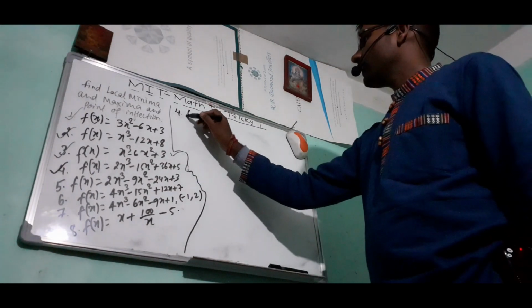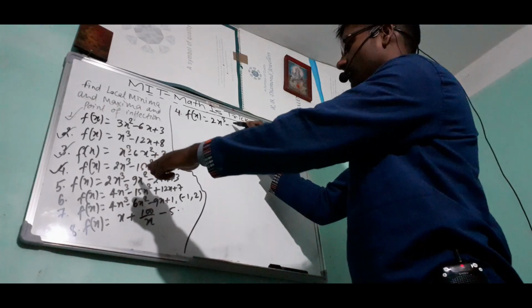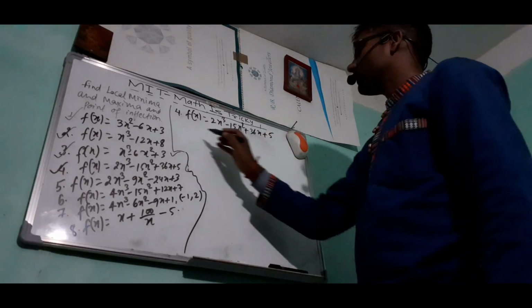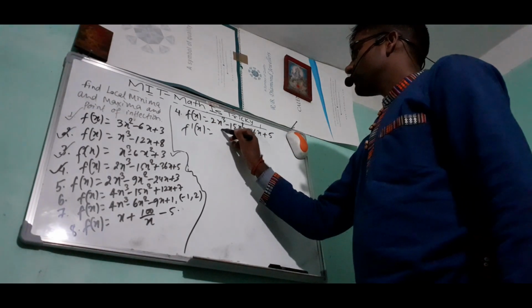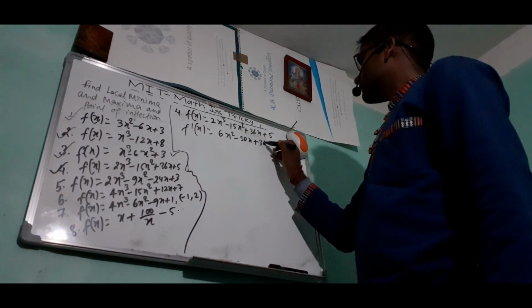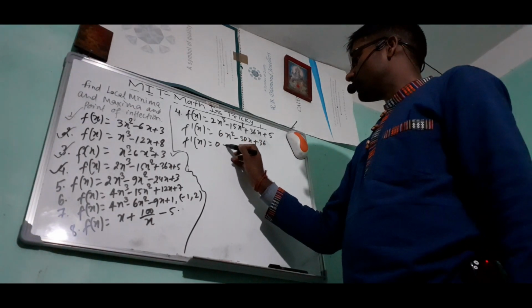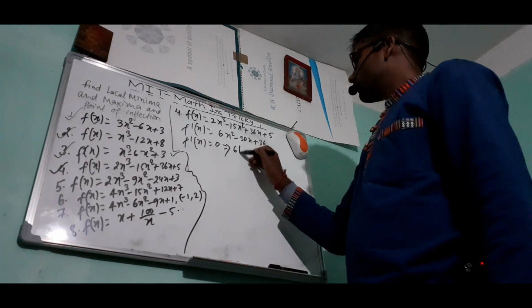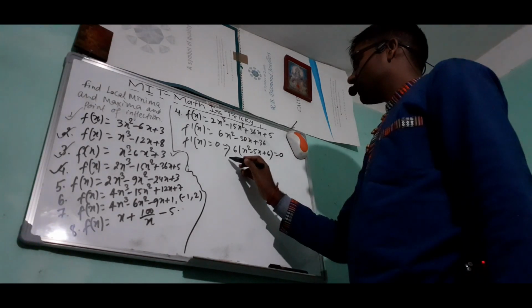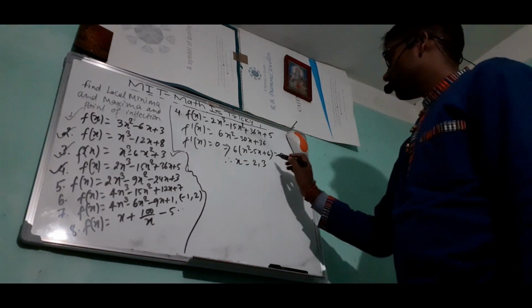Question number 4: f of x is 2x cube minus 15x square plus 36x plus 5. Let's find the first derivative. It is 6x square minus 30x plus 36. Now f dash x equals 0 gives, with 6 common, x square minus 5x plus 6 equals 0. By factorization, we get x equals either 2 or 3.